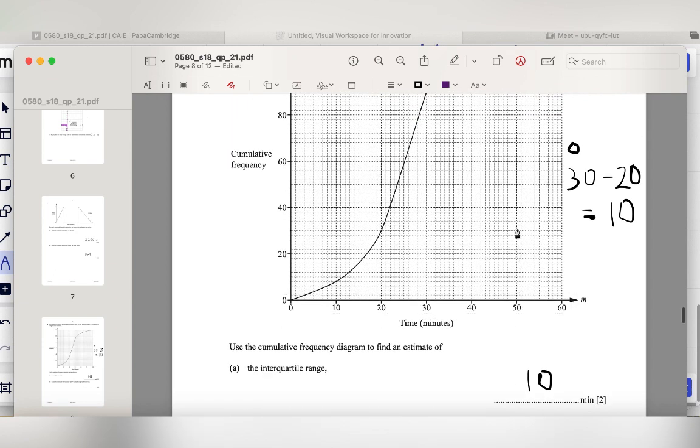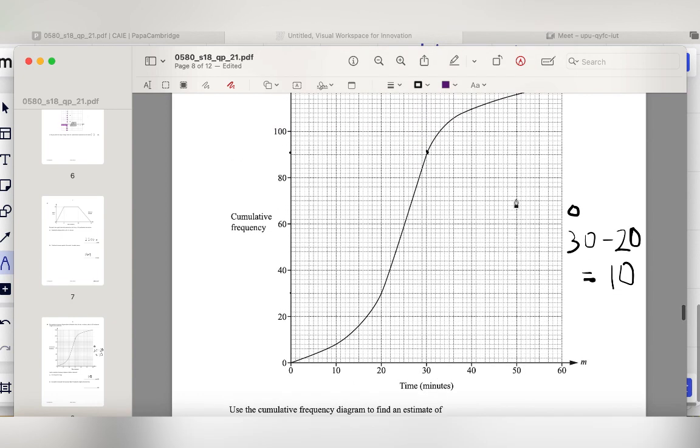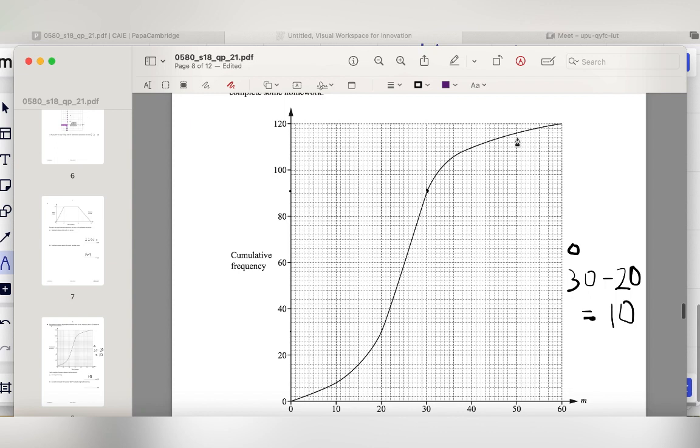So we trace this 50 to the curve and see where it touches the curve. The 50 is touching the curve somewhere here, a bit up. Okay, so it touches the curve somewhere here. And then we trace this one exactly 2 blocks. So we have to find the value of 1 box.